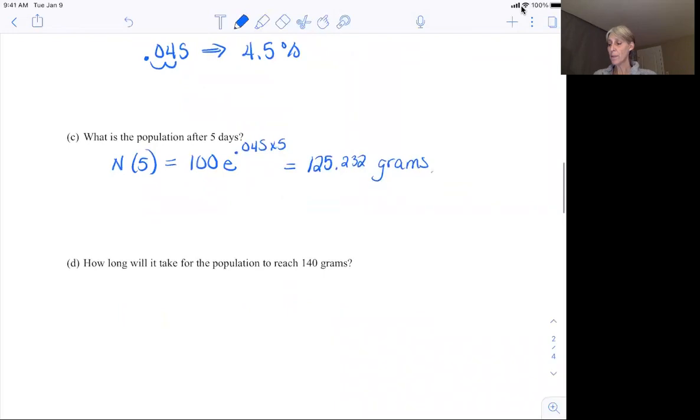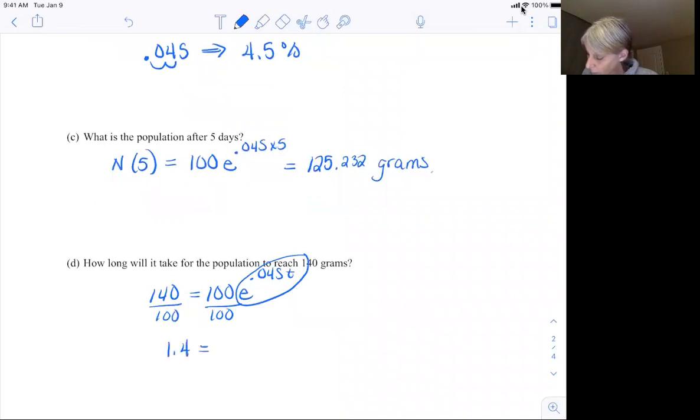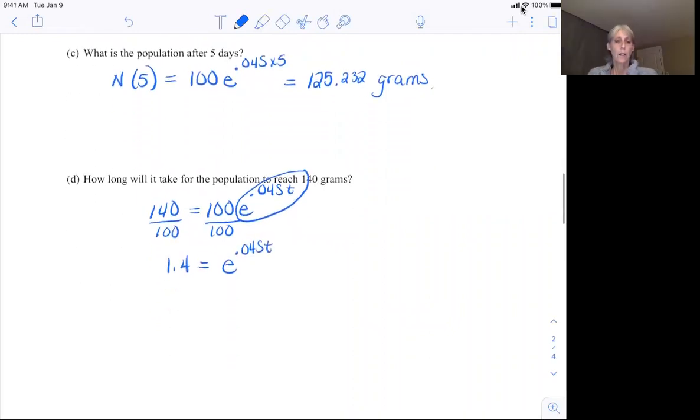How long will it take for the population to reach 140 grams? Now we're starting with 100, and we want to know how long it's going to take to reach 140. So we're going to isolate. We get a number equal to a number, so we're going to ln both sides.